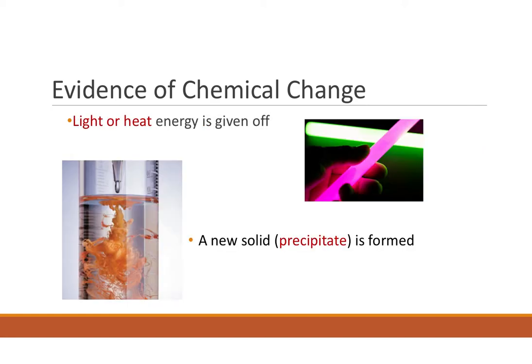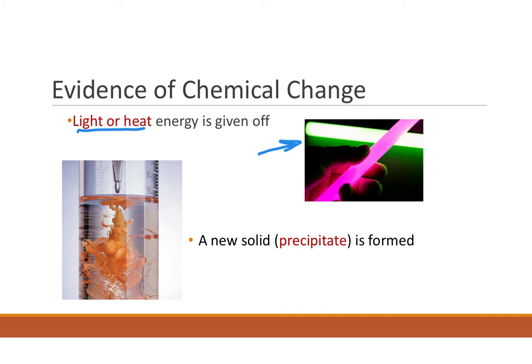Another bit of evidence for a chemical change is that light or heat energy is given off. And so these glow sticks that I know you're familiar with are actually a chemical change. A chemical reaction is happening inside those sticks, and that is why we are able to have that light showing.